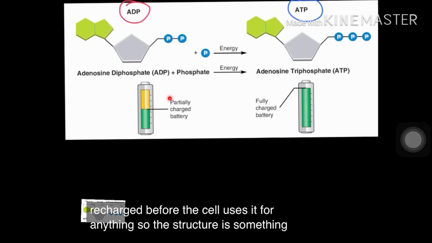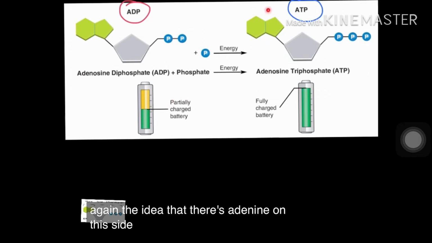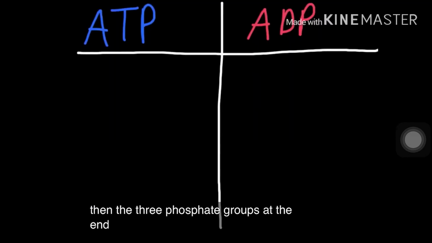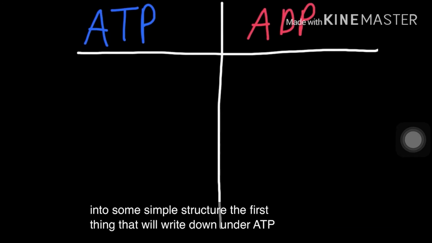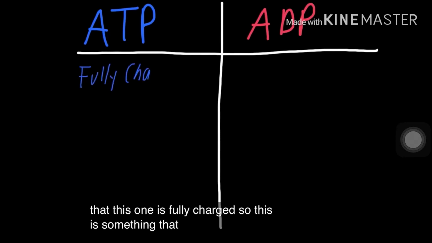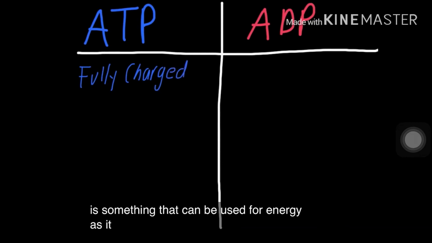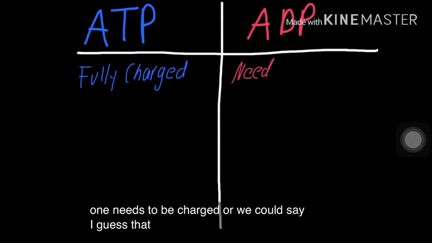So the structure is something that you should be aware of. Again, the idea that there's adenine on this side, the ribose in the middle, and then the three phosphate groups at the end. Just to help you break this down into some simple structure, the first thing that we'll write down under ATP is that this one is fully charged. So this is something that can be used for energy as it currently is in the cell. And this one needs to be charged, or we could say that it needs charging.